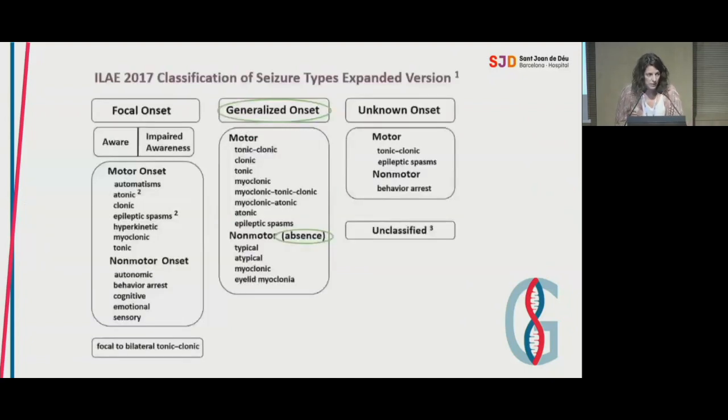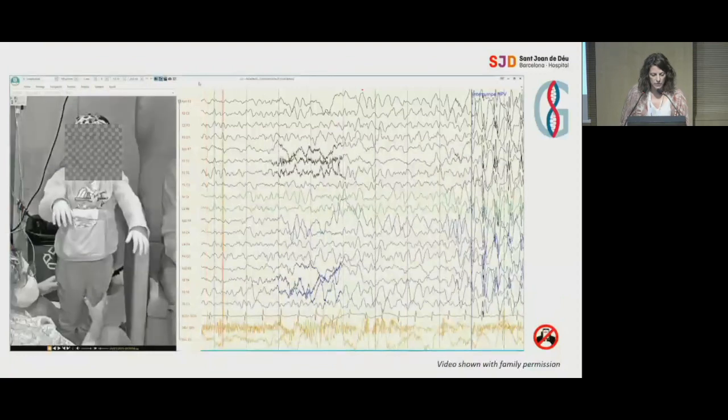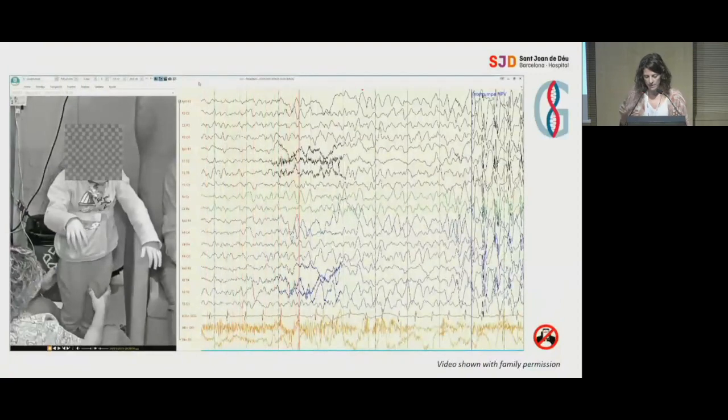Well, let's start with absences. The first example I'm going to show you is a neurotypical girl with absence seizures, what we call typical absence seizures. And this is for you to see what happens. I don't know if we have sound.